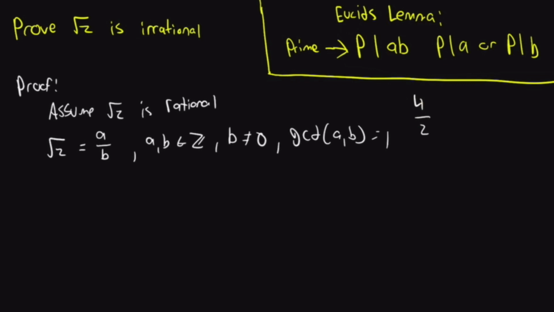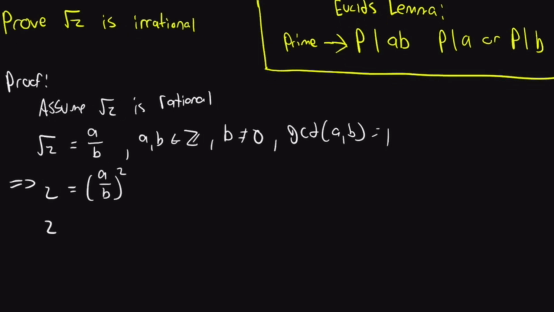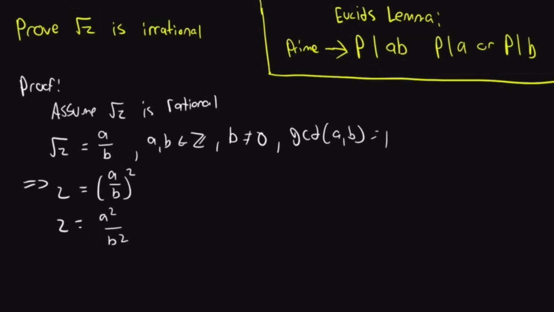For example, 4 over 2 is not in its lowest form because 4 and 2 can both be divided by 2, and it's equal to 2 over 1. Whereas 1 over 2 is in its lowest form. So that's what we mean by saying the greatest common divisor is 1. If we square both sides, we're left with 2 is equal to (A over B) squared. And if we expand the brackets, we have A squared divided by B squared. Next, we can multiply both sides by B squared, and we have 2B squared is equal to A squared.